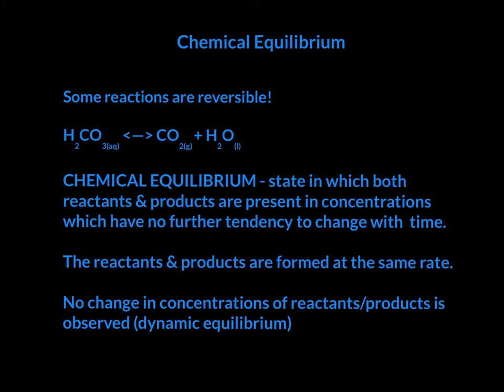Anyway, when this process is occurring forward and backward at the same rate, we say that the system is in chemical equilibrium. This is the state in which both reactants and products are present in concentrations which have no further tendency to change with time. We call this a dynamic equilibrium because although it doesn't appear that there's any change in the reactants or products, they're being formed at the same rate. This is very important, okay? And the very next section is going to show you a video clip, hopefully, of this using water as a demonstration.